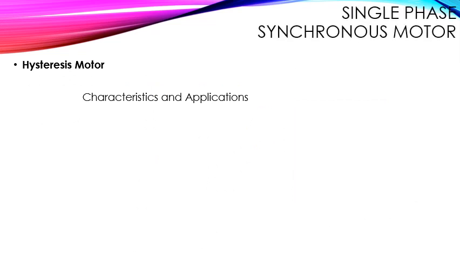characteristics and applications of the hysteresis motor. A hysteresis motor can accelerate the load whatever the inertia, due to the development of uniform torque from standstill to synchronous speed. We have just seen the torque and synchronous speed characteristics of the hysteresis motor, and from that it is clear that the torque is constant throughout the speed, right? And that is why there is uniform torque from standstill to the synchronous speed.